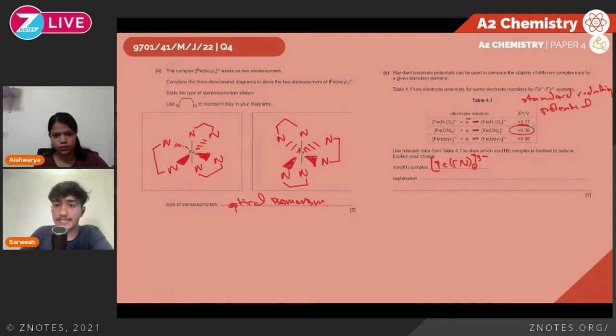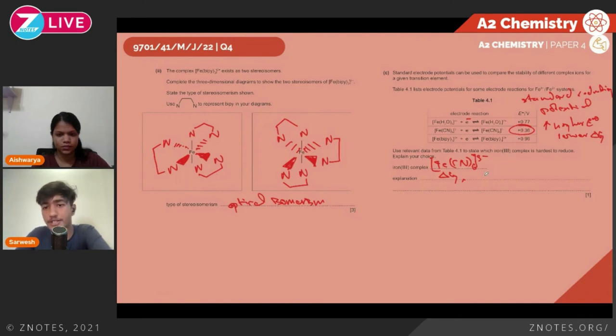And another way to visualize this is that the higher this is, the lower Gibbs free energy becomes. And lower Gibbs free energy means it is more feasible and in turn easier to reduce. So over here you've got a low value of the electrode potential, so a high value of the Gibbs free energy. High Gibbs free energy, harder to reduce. So basically you could explain it in terms of the Gibbs free energy, or you could also explain it in terms of the equilibrium.